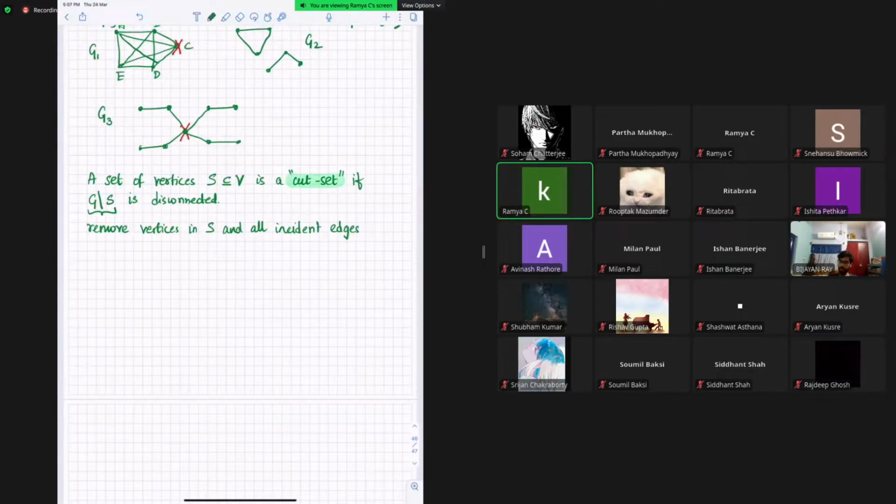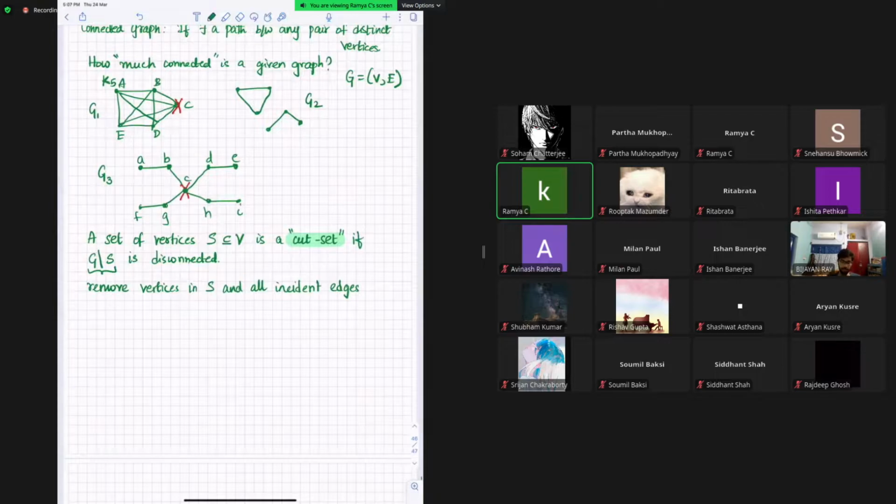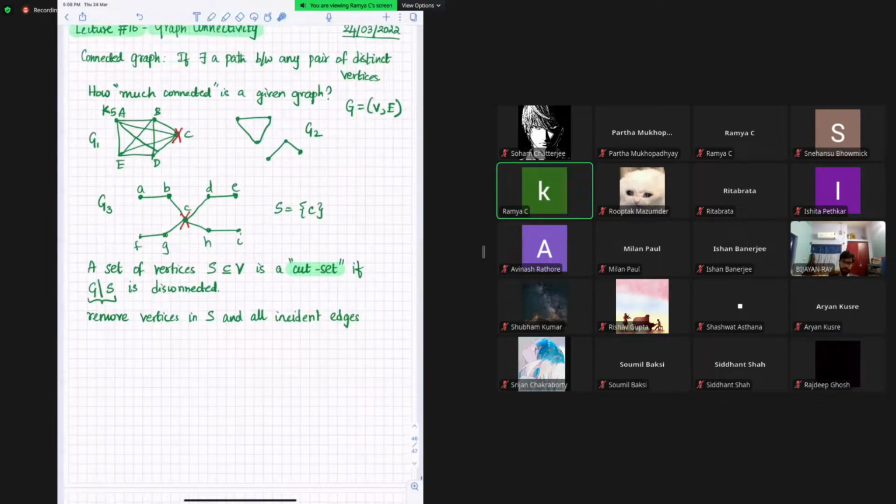So now can someone say what is one cut set in G3? In G3, what's a cut set? Set C. Just the vertex C, right? So if I remove C and all these four edges, then the graph will become disconnected. Whereas if I remove E or I, there will be no issue. So about K5, the complete graph, G1, can someone say what is this?